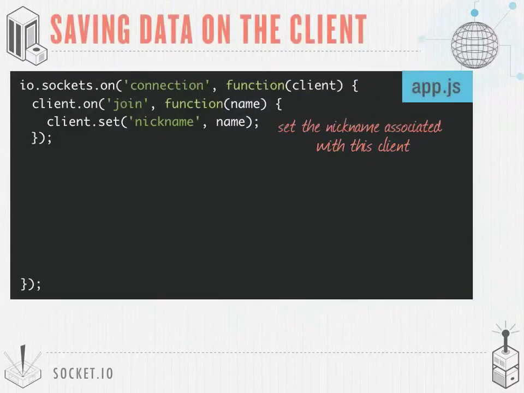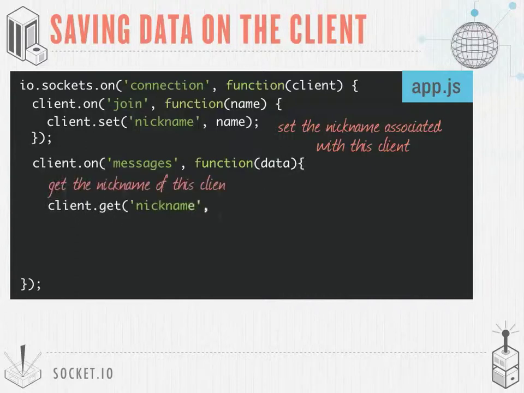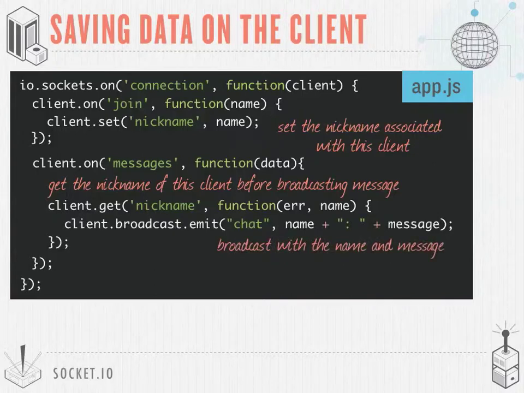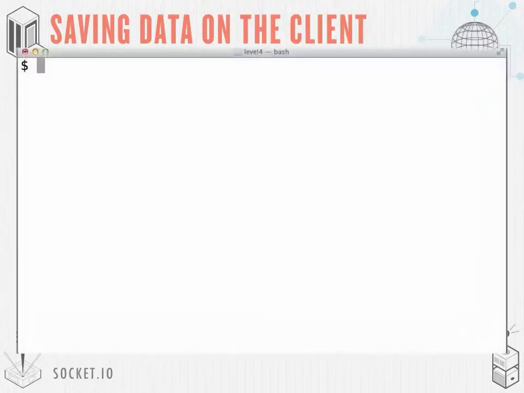Back on our server, now before we send out a new message to all the other clients, we have to use client.get. We pass in the property that we want to get, and we give it a callback, which will include the name that we previously set on the client. So now when we broadcast out that message to all the other clients, we can pass the name and the message to identify the client. Let's see it in action.